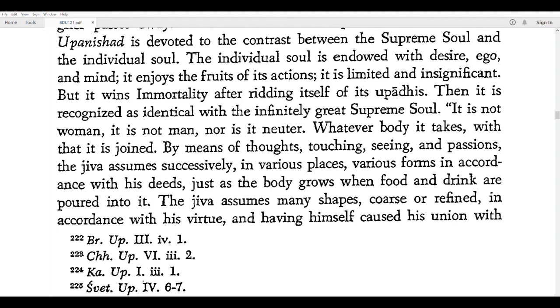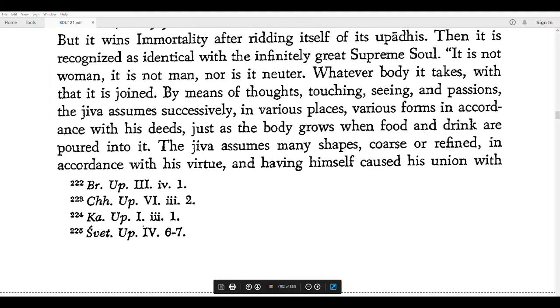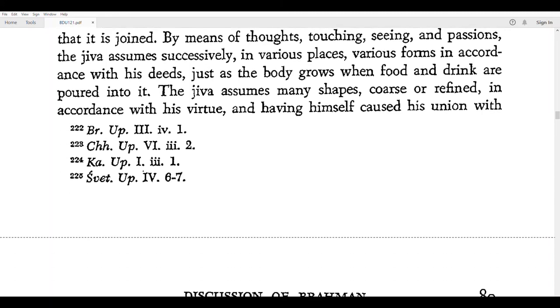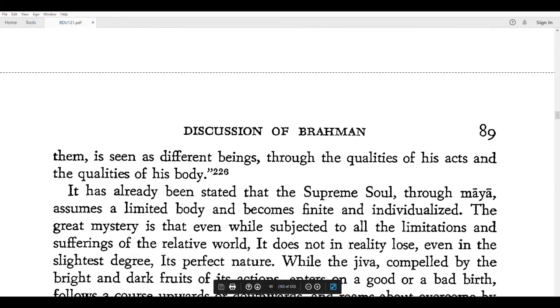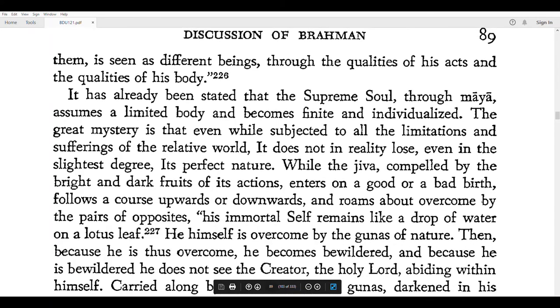It is not woman, it is not man, nor is it neuter. Whatever body it takes, with that it is joined. By means of thoughts, touching, seeing, and passions, the jiva, assuming successively bodies, grows when food and drink are poured into it. The jiva assumes many shapes, coarse or refined, in accordance with his virtue, and having himself caused his union with them, is seen as different beings through the qualities of his acts and the qualities of his body.